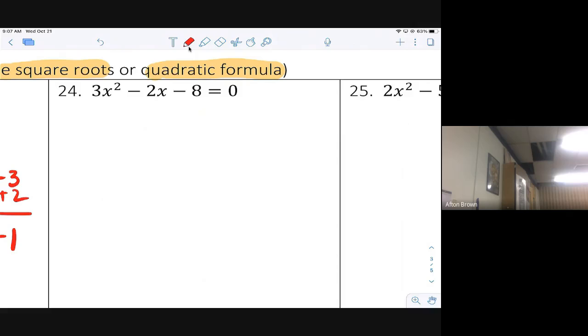I heard somebody say something good. What did you say, Keaton? How many zeros it has? Good. It's always a good thing to know that. How many zeros is this one going to have? 2, right? So the power tells us how many answers we're expecting. So yeah, you are expecting 2 answers.